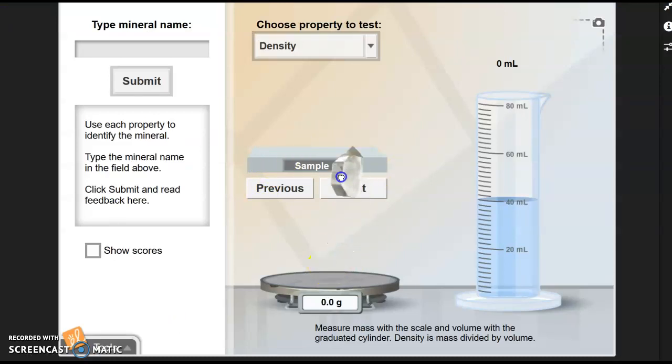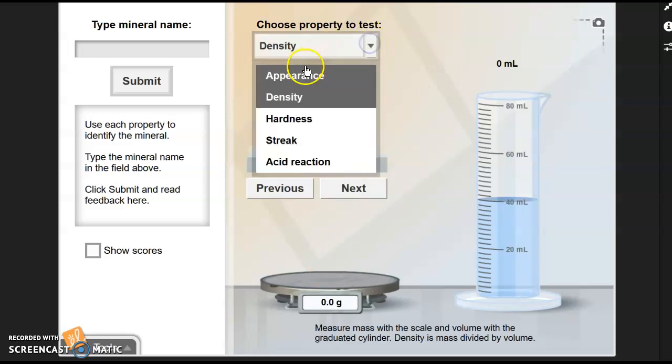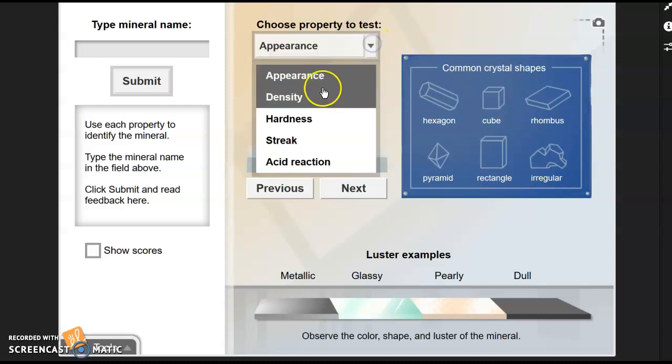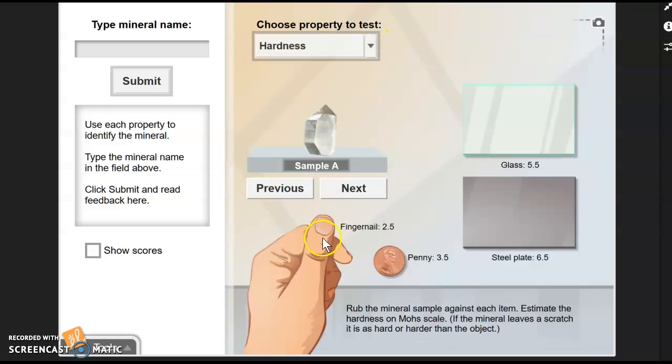Okay, so we now know that it's 2.6 grams per milliliter, and we know that its appearance was hexagon and a bit irregular. Let's check its hardness. Now, hardness is kind of cool here, guys, because what you're going to do is bring it over here and scratch it against these different objects.